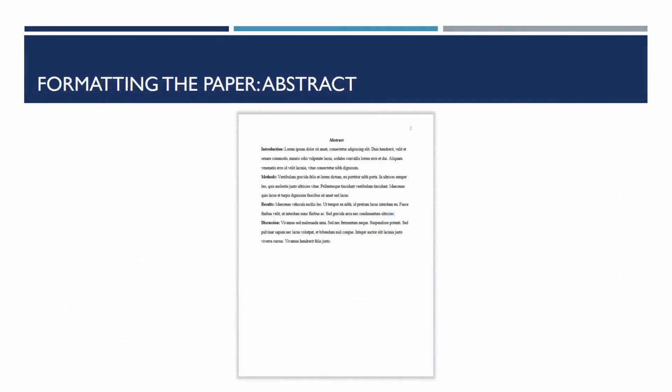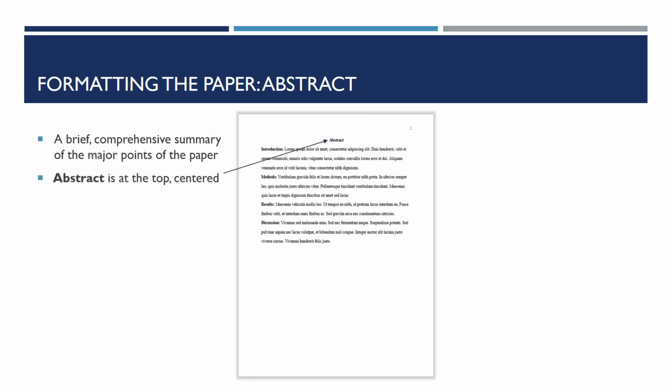Next, we will briefly discuss the abstract. The abstract is a brief, comprehensive summary of the major parts of the paper. You write the word abstract in bold, capitalized at the top of the page, centered. Interestingly, you do not use first-line indents in an abstract, just flush with the left margin for all the paragraphs you include.